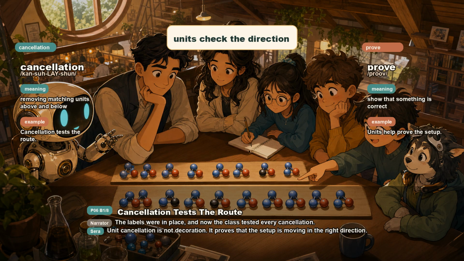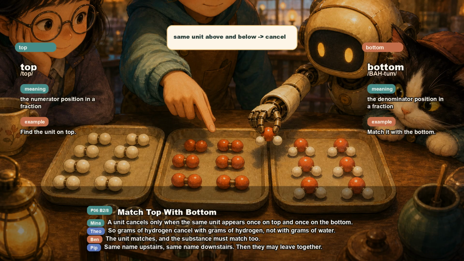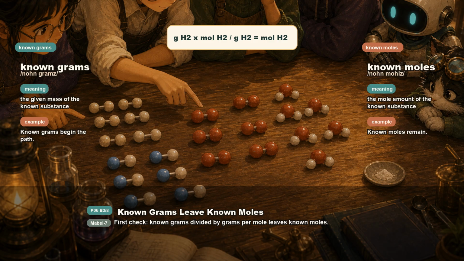The labels were in place, and now the class tested every cancellation. Unit cancellation is not decoration. It proves that the setup is moving in the right direction. A unit cancels only when the same unit appears once on top and once on the bottom. So grams of hydrogen cancel with grams of hydrogen, not with grams of water. The unit matches and the substance must match too. Same name upstairs, same name downstairs, then they may leave together.